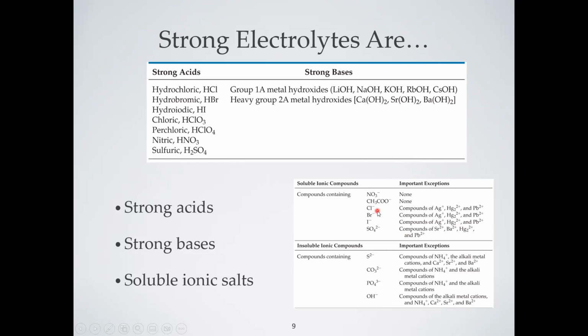So if we've got chloride, typically that's going to dissolve. But now if we've got it with a silver plus ion, a lead 2 plus ion, this dimercury, divalent ion, any of those are going to be exceptions, which means those actually wouldn't dissolve. Those would be insoluble.